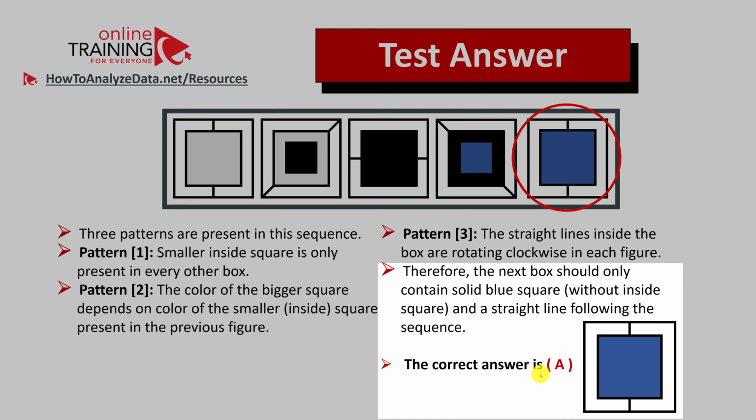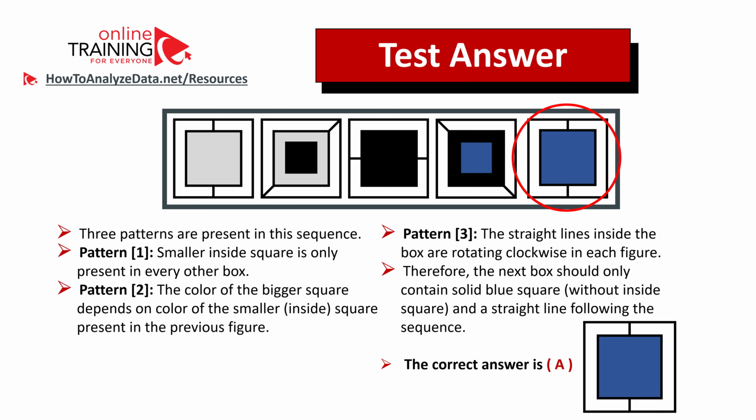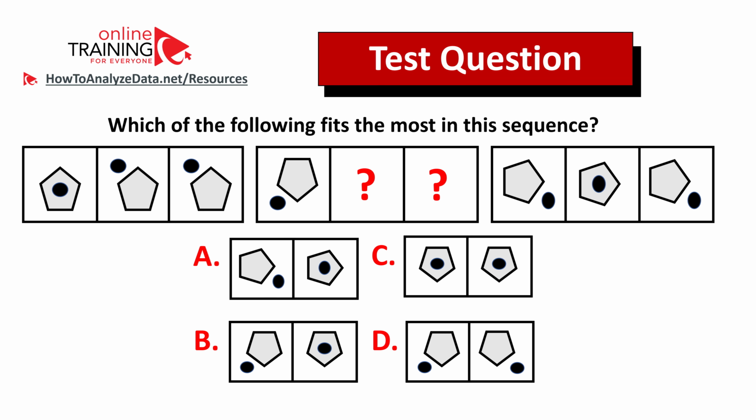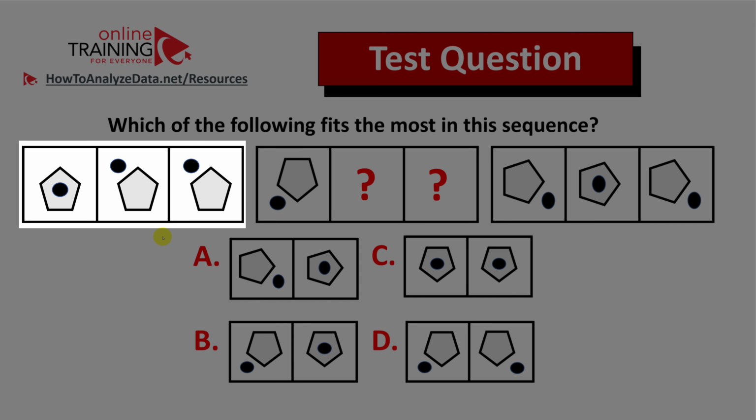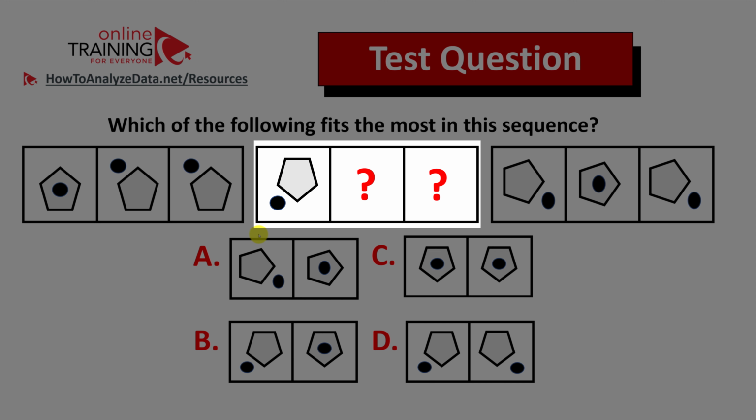Hopefully you've nailed this question and now know how to answer similar problems on the test. And now I have a question you can try to solve on your own. Here's the question. Which of the following fits the most in the sequence? You're presented with the sequence of objects. The first object has 3 squares with different shapes inside. Second object also has 3 squares with different shapes inside.